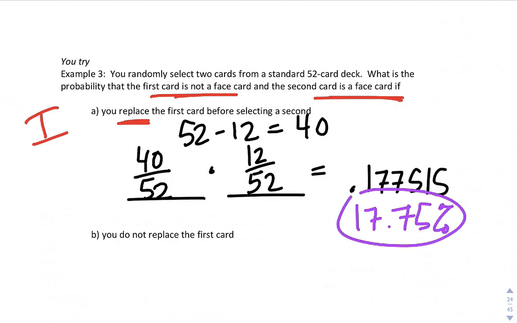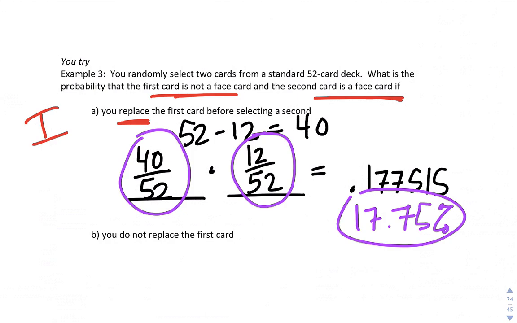So if we take a look at that, 40 out of 52 are not face cards. You put it back in the deck, so there are still 52 cards in the deck, and then 12 out of 52 are face cards. So multiply them together, and we get about 17.75% chance of that situation happening.